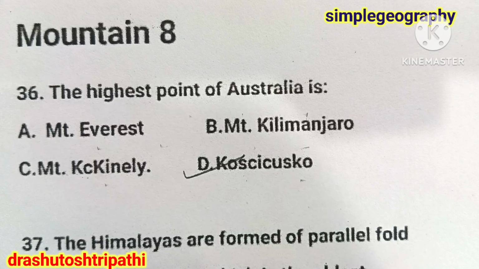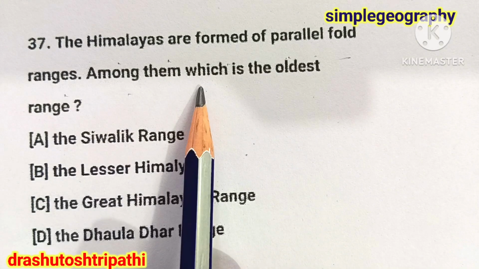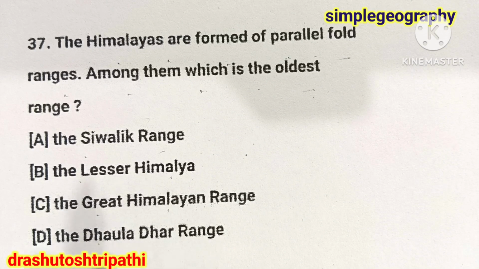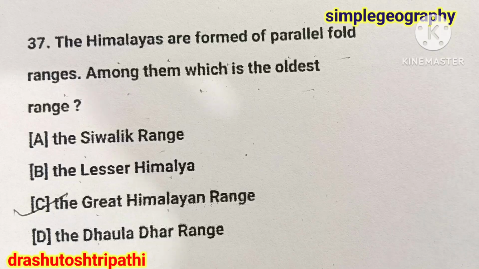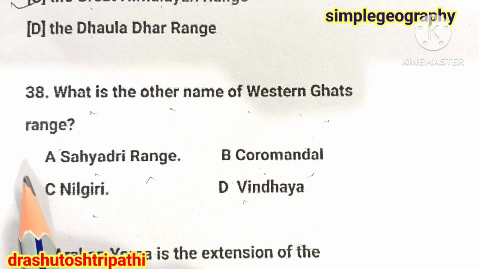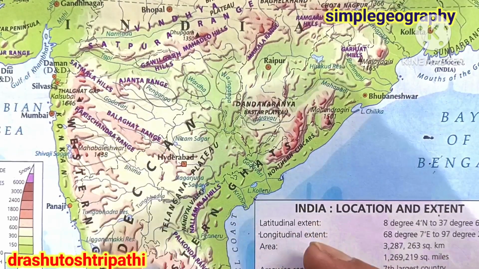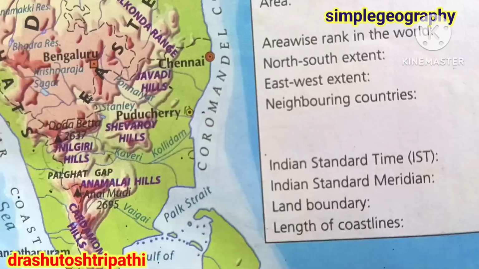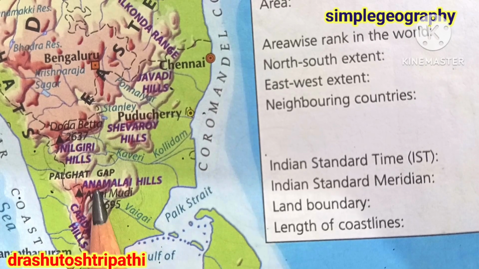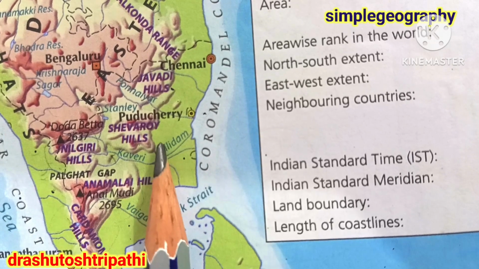It is in Alaska. The Himalayas are formed of parallel fold ranges; among them which is the oldest range? Shivalik range, Lesser Himalaya, Great Himalayan range, or the Dhauladhar range? The answer is the Great Himalayan range. The other name of the Western Ghats: Sahyadri, Coromandel, Nilgiri, or Vindhyachal? The answer is A, Sahyadri. This is the Western Ghats, also known as the Sahyadri. This is Nilgiri, and that is Annamalai.